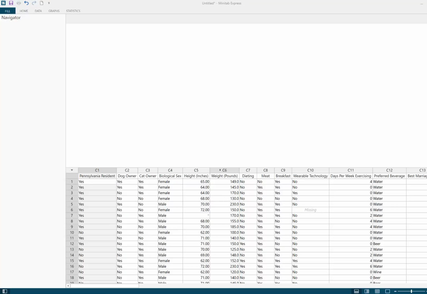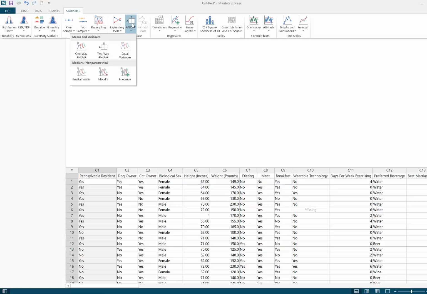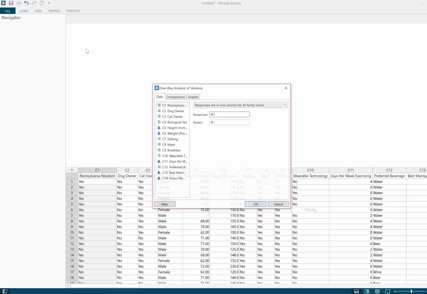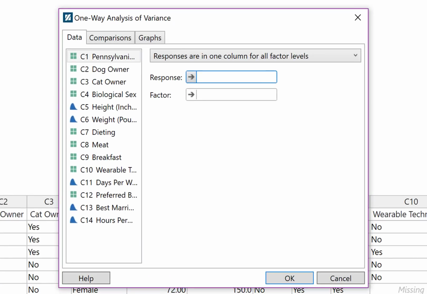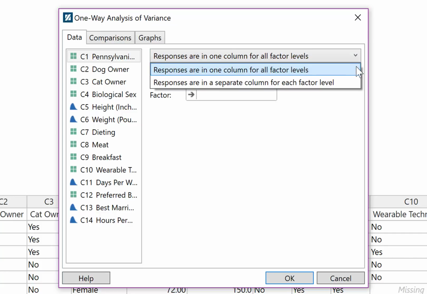When we run this, Minitab Express will give us the descriptive statistics that we need to check the other assumptions related to sample size and standard deviation. I'm on a PC, but the steps are the same for a Mac. Go to Statistics, ANOVA, One-Way ANOVA. The default is that the responses are in one column for all factor levels. What this means is that we have one column for the response variable and another column for the factor. There's an example in the online notes where the responses are in separate columns for each factor level.